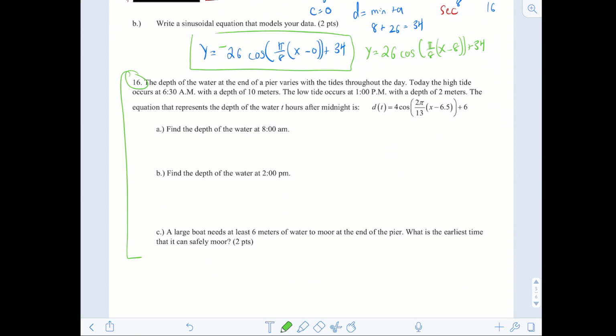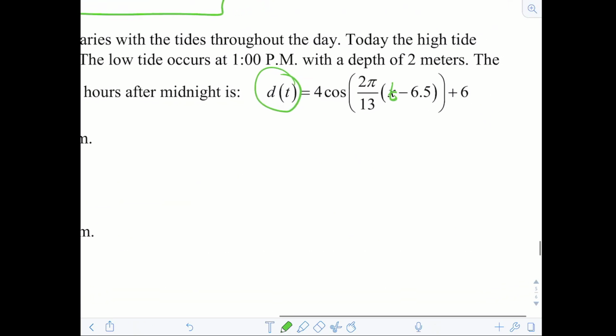The important thing is to remember what dt stands for. For the most part, just be able to determine what the variables stand for. So this is, in a sense, the depth, and this is specifically the time. You can take a look at the answers and figure out what the values are from there.